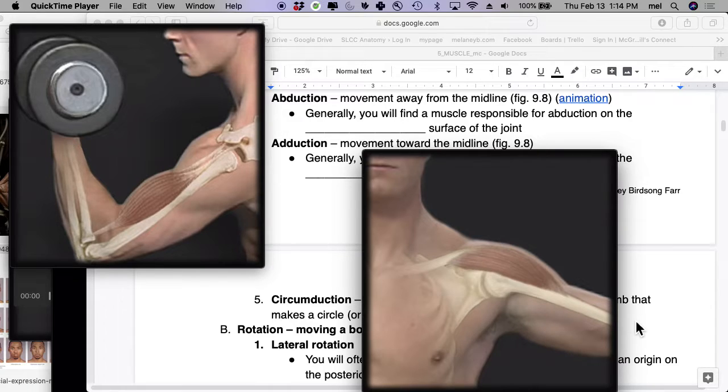And then adduction is, of course, going to bring it back in, okay? Where do you think you're going to find muscles responsible for adduction? Medial surface. And for those of you who have been to lab this week, what do you call this group of muscles right here? The adductors, yeah? There's a longus, a brevis, and a magnus in here. They're all adductors. They all go from here to here and yank that thing in that way, yeah? Those are adductors. Don't call them abductors, because how could they abduct if they were there, right?